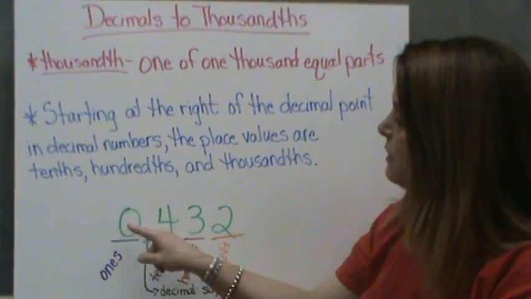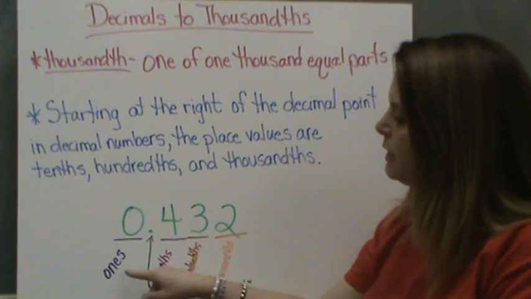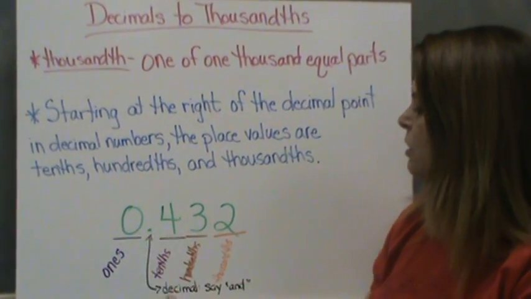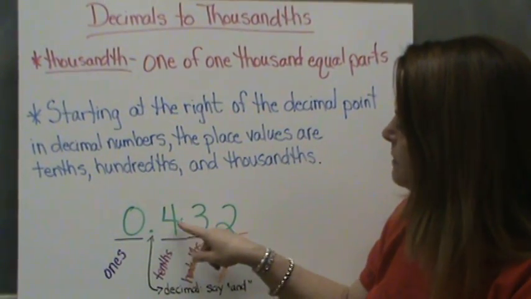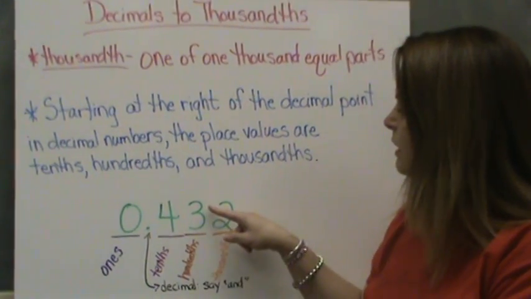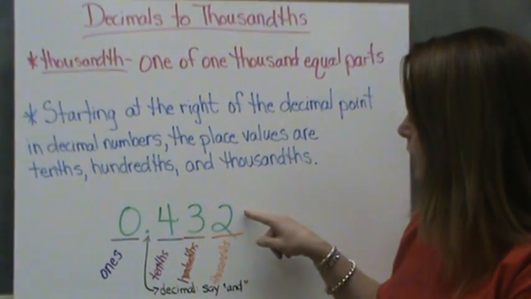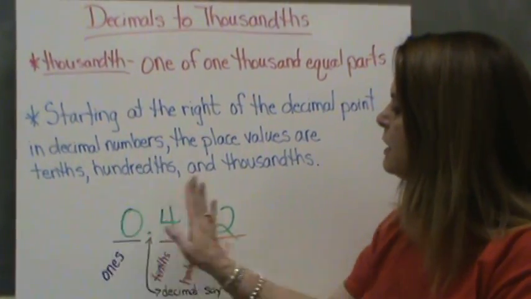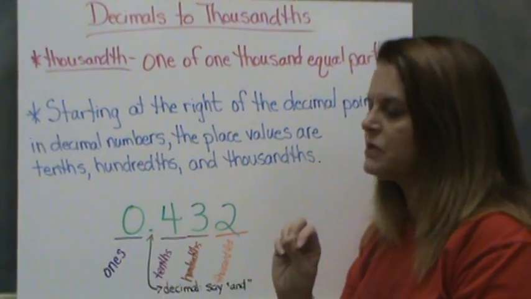So in this number, 0 decimal 4 3 2, in the ones place, I have a 0. My decimal always makes me say "and." In this place, I have a 4. This is my tenths place. 3 is in the hundredths place. And 2 is in the thousandths place. So in this number, the 2 is the smallest part because it's only the thousandths.